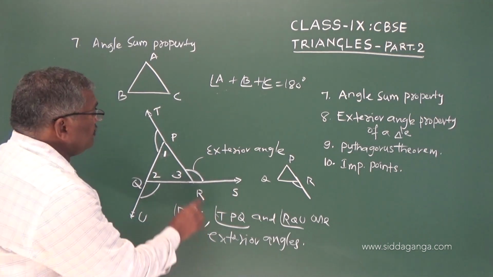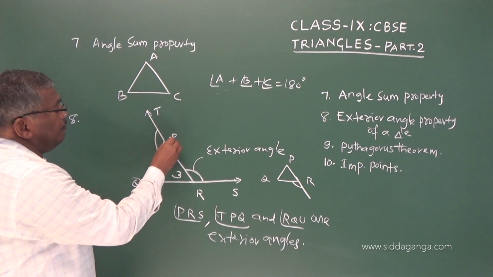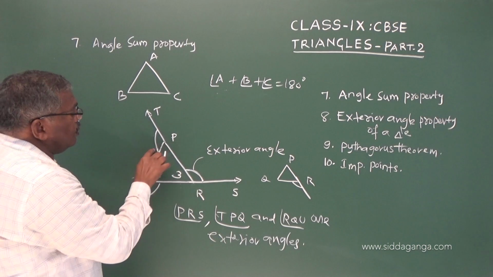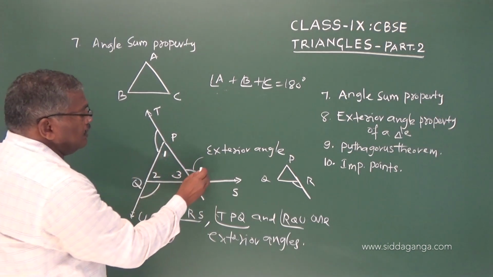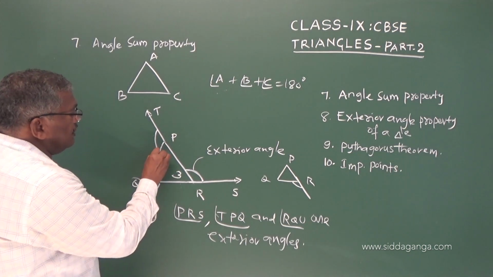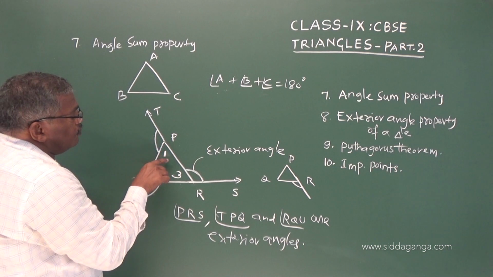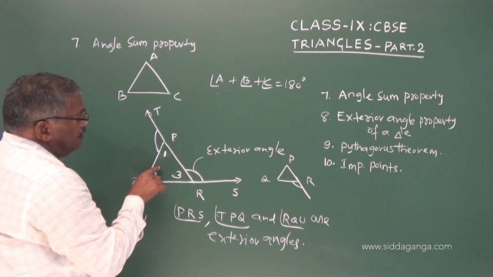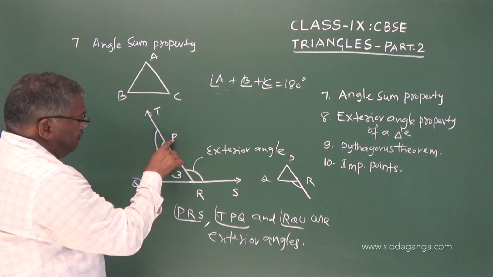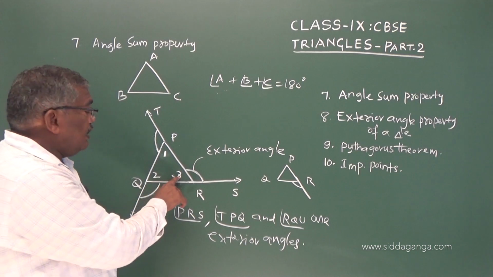We have that relation. Similarly, the exterior angle TPQ. If I call this the TPQ exterior angle, its value will be equal to the interior opposite angles. Interior is 1, interior opposite means 2 and 3. So therefore, this TPQ will be angle 2 plus angle 3.